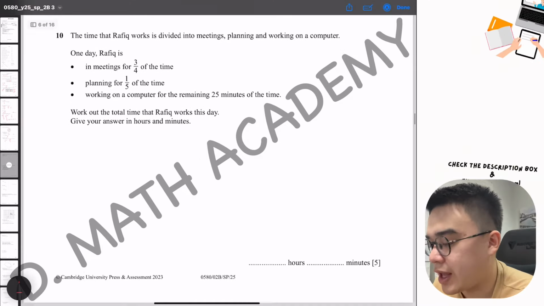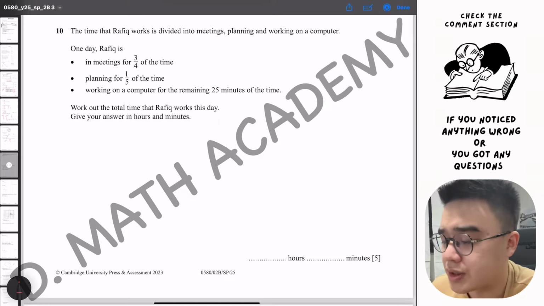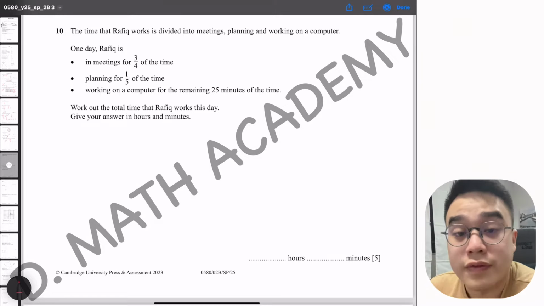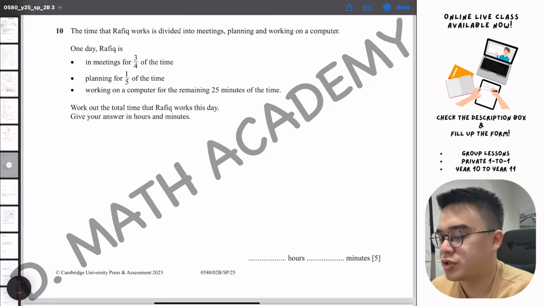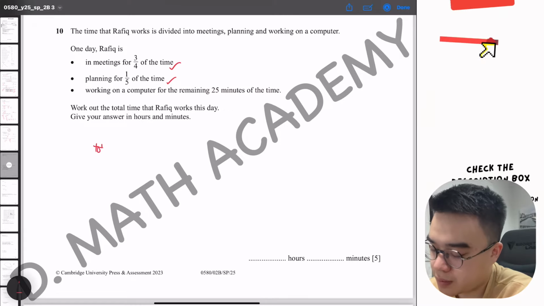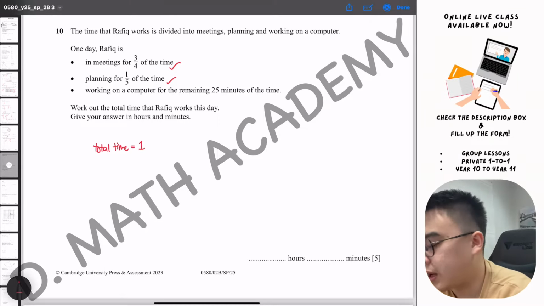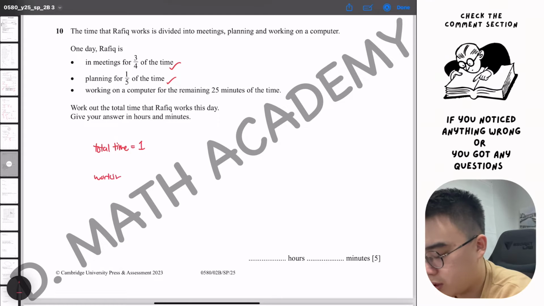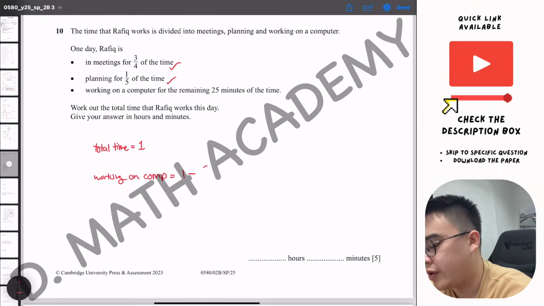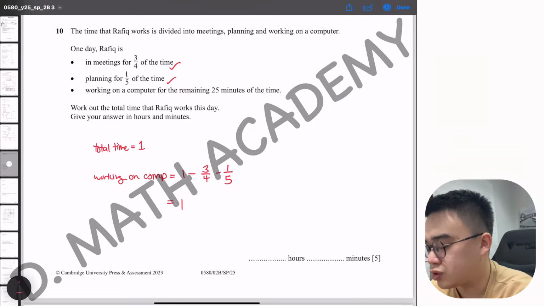Moving on to question 10, we have the time that Rafik works, divided into meetings, planning, and working on a computer. They ask us about the total time Rafik works that day. First and foremost, you must take note that they gave us two fractions here. So I know that my total time is always 1 under such circumstances. When I want to find working on computer, all I need to do is take 1 and minus it off with 3/4 and 1/5. Before that, I decided to sort out the rest first.